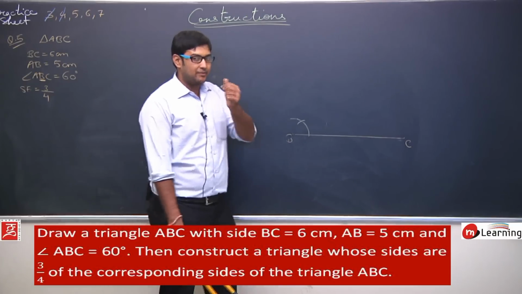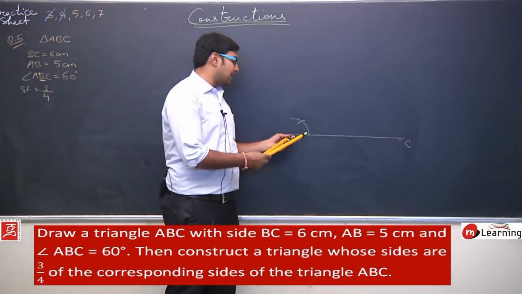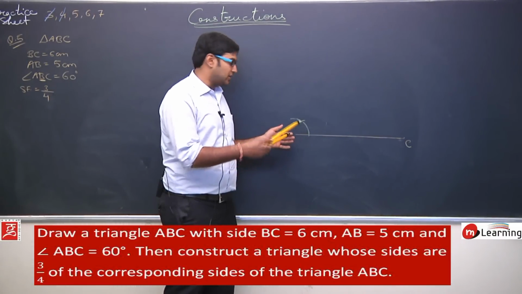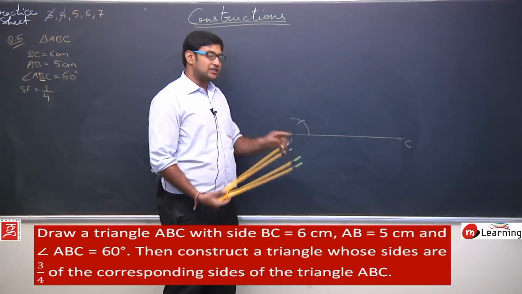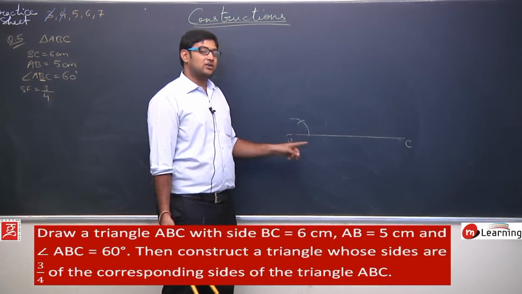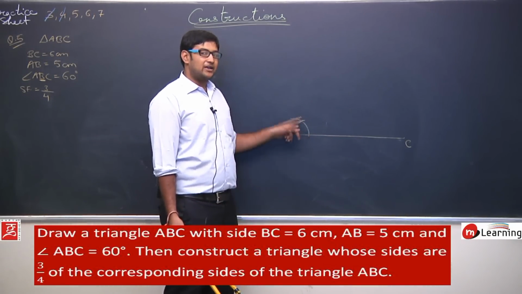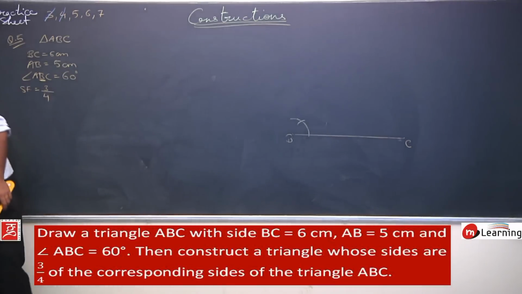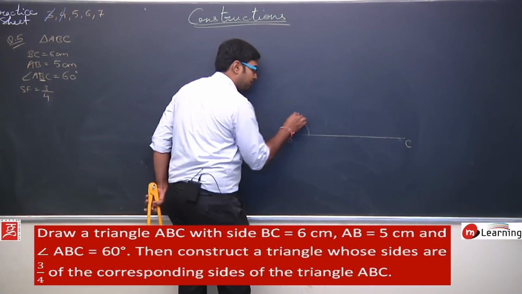Try to understand it. Let me repeat it again. I have taken some random radius, I have used this B as the center, and I have drawn an arc of 60 degrees, a random arc. Now using the same radius, I have drawn one more arc using this point as the center, intersecting this arc at this point. Let us say that this point is point M.